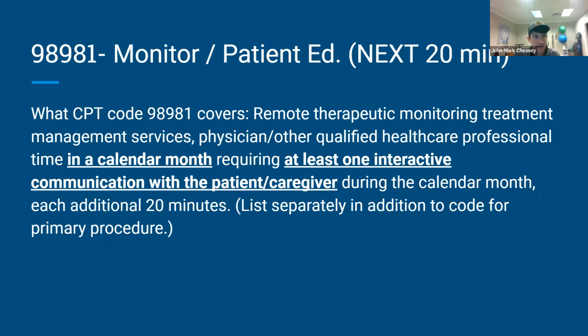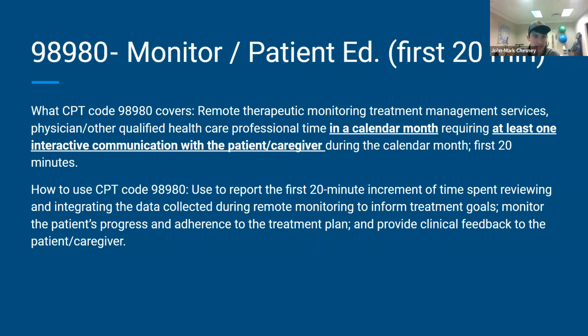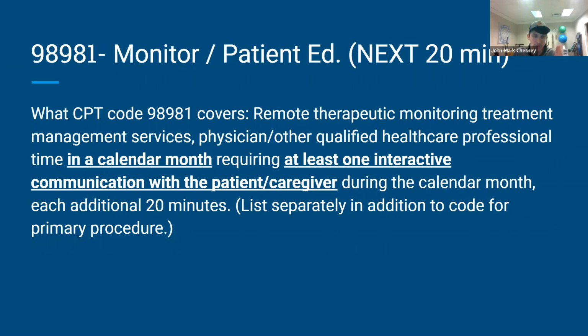And the same thing for 98981, which is just the accumulation of 20 additional minutes. Again, this is per calendar month. And this one, you can bill out an unlimited amount. So if you got 60 minutes of RTM, the first 20 minutes would be 98980. The second set of 20 minutes, or once you reach minute 40, would be 98981. And once you meet minute 60 would again be 98981.